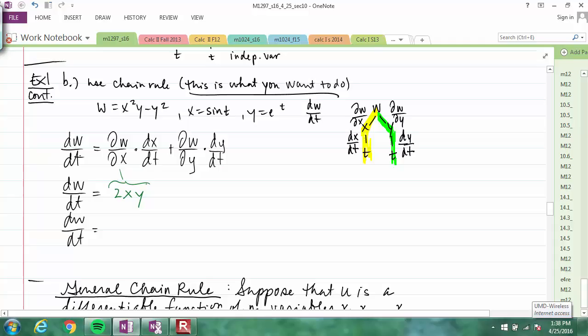Okay, next thing, dx over dt. So I got another function for x, it's sine t. I'm just taking the derivative of that with respect to t. So what's that? It's just cosine t.